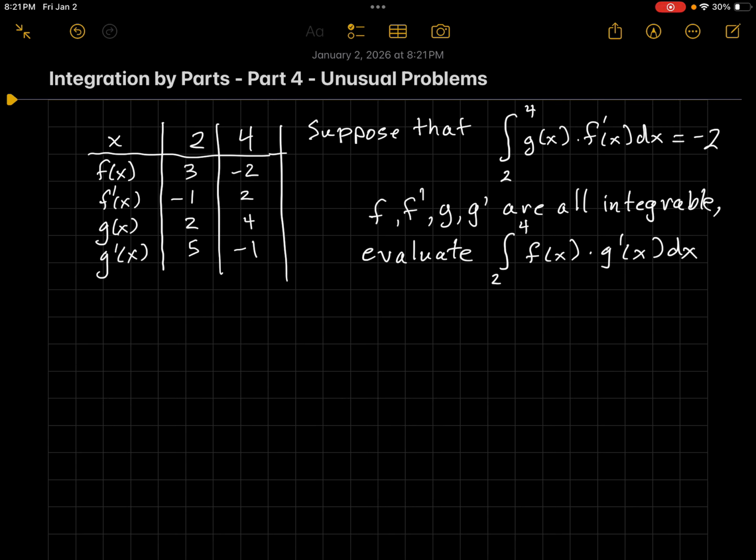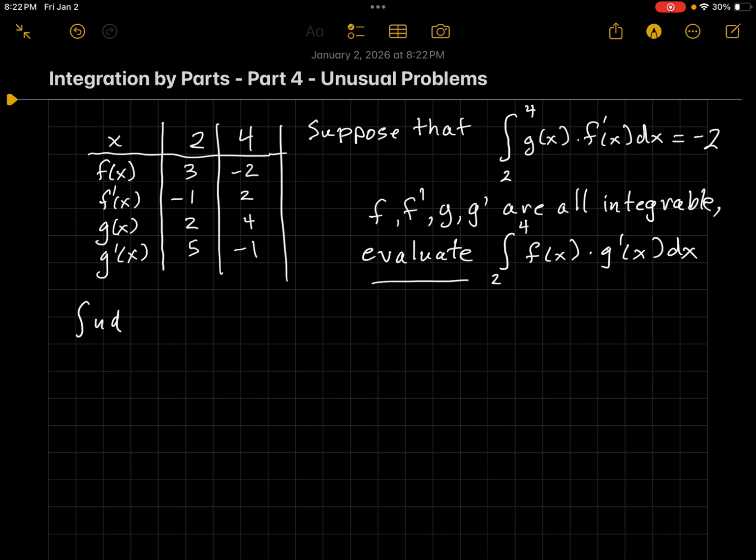So the first problem, we have a table of data, and I've given some information about the integral g times f prime. I'm telling you that f prime, g, and g prime are all integrable. That just allows me to do the problem. And our goal is to evaluate the integral of f times g prime. Well, this is a bit of a disguised integration by parts problem.